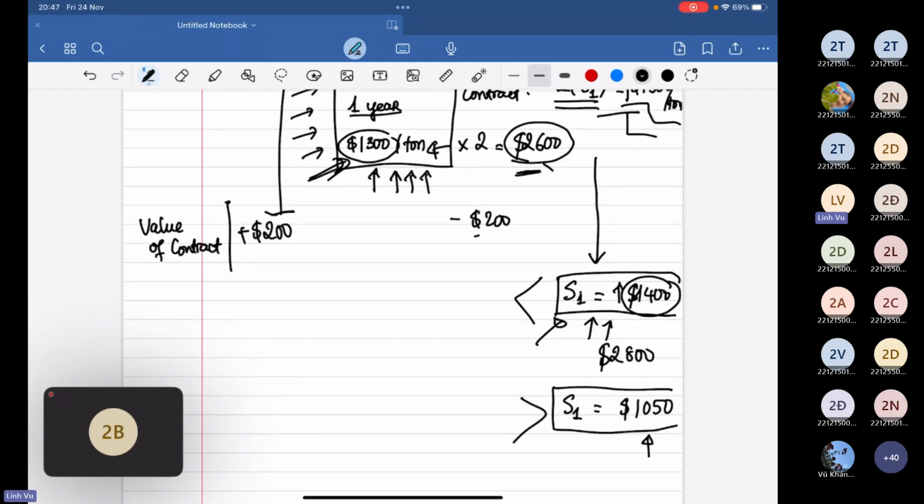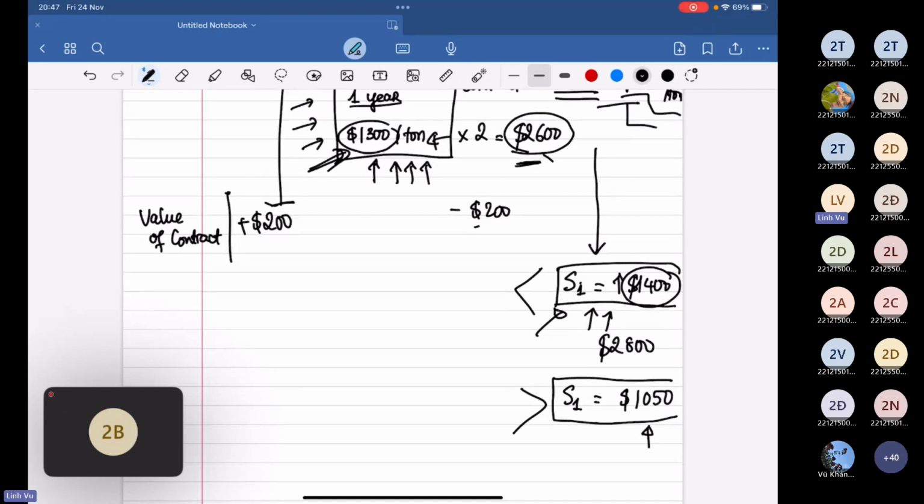Okay, and the amount of the loss here, how much is it? How much is the loss? Sorry, in the second situation, what is the loss for party A? 500. Yeah, correct. You take this 1,300 minus 1,050, and we multiply by 2. So the loss to party A is $500.